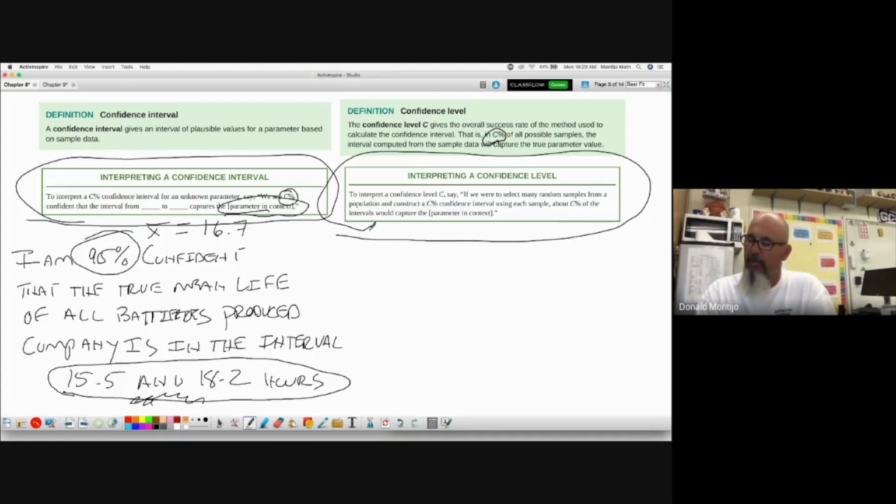By talking about the batteries for this company and this factory, I'm giving context to the problem. Very important that we talk about the context. We cannot just say my confidence interval is 15.5 to 18.2. That doesn't mean anything. 15.5 to 18.2, what? About who? So think about that. Who, when, what, why, where, all that good stuff we use. Okay? That all needs to be taken into account when we interpret a confidence interval or a confidence level.